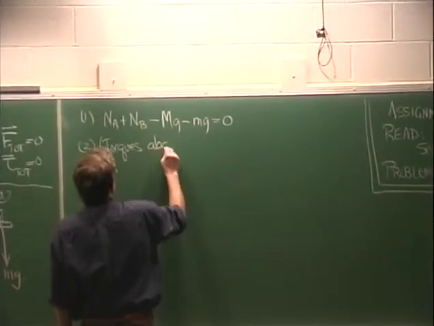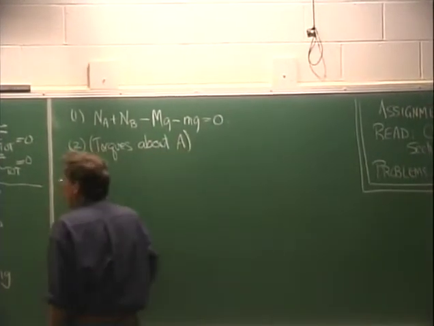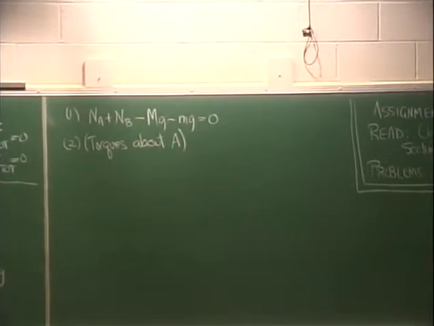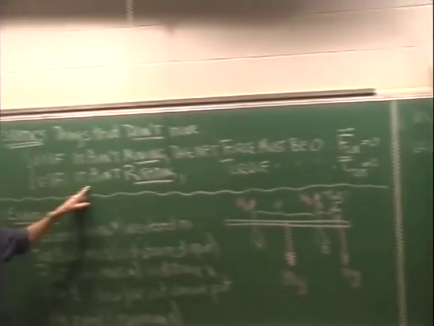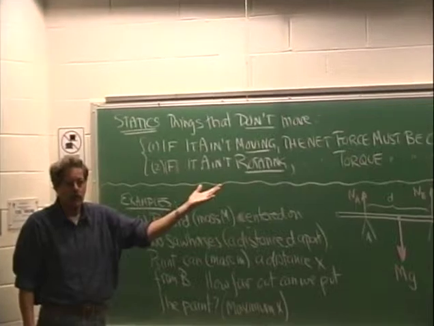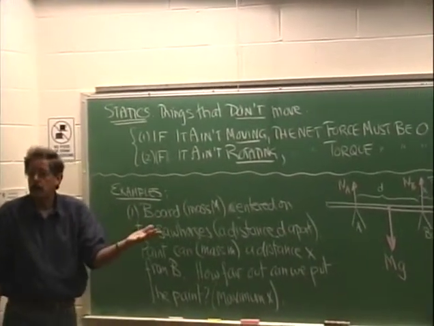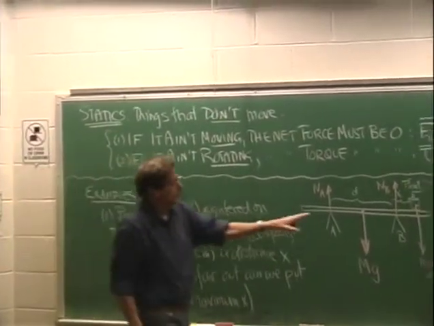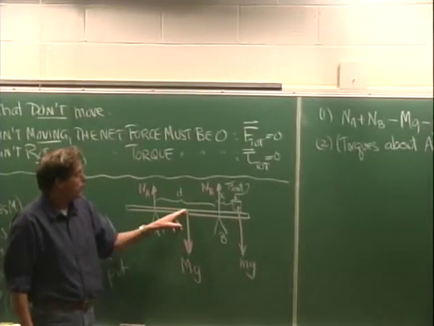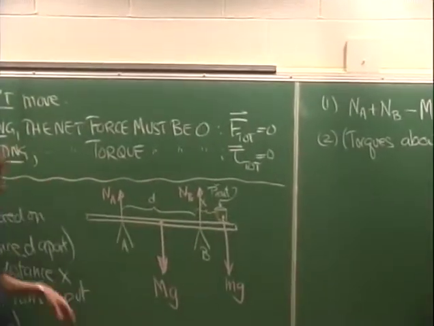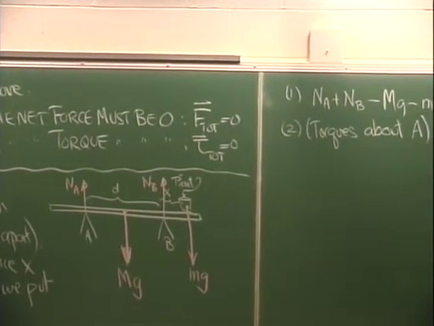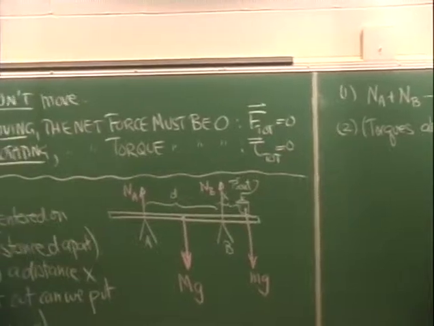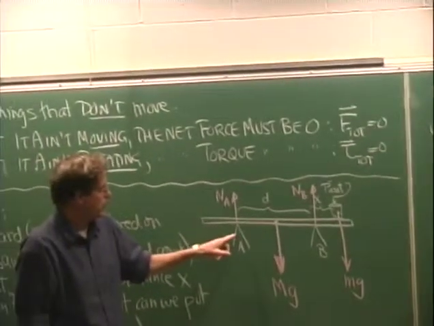Torques about A. By the way, if it isn't rotating, it isn't rotating about any point. And therefore, the total torque must be 0 about absolutely every point. It's your choice which point you want to use, because the torque is 0 about every conceivable point. Well, natural points to use would be A or B, or maybe the center, or maybe where the bucket is. But for that matter, you could calculate torques about some point down here if you want to. They're also equal to 0. I'll come back and talk about that freedom a little bit more in a moment.